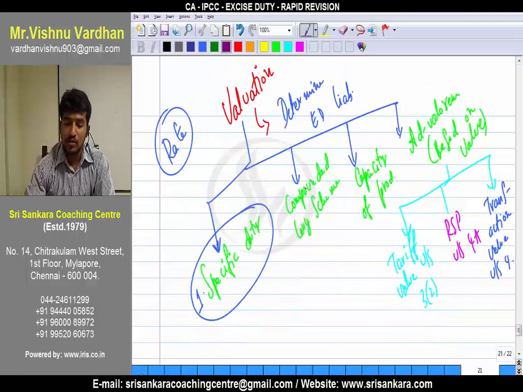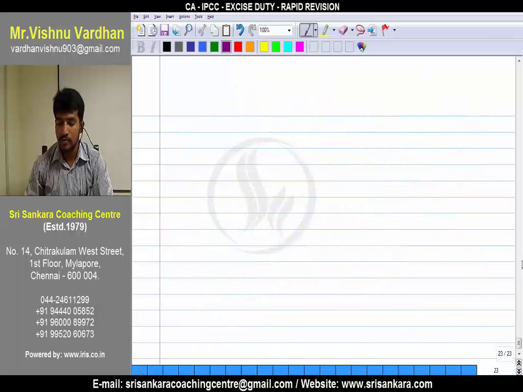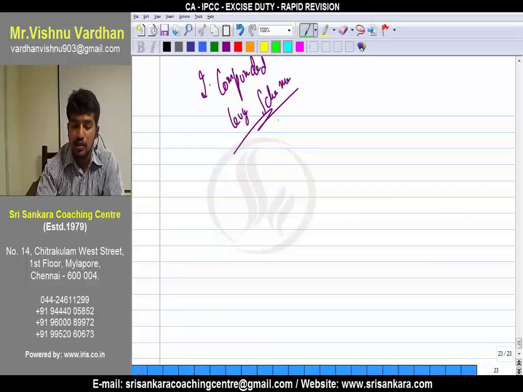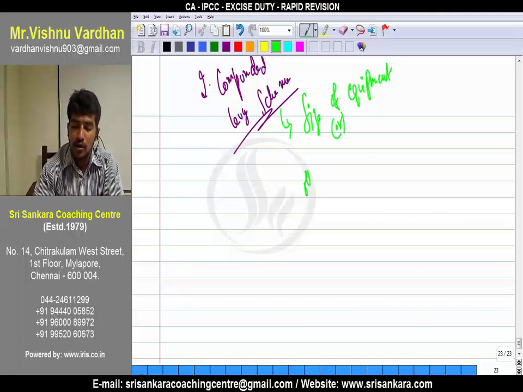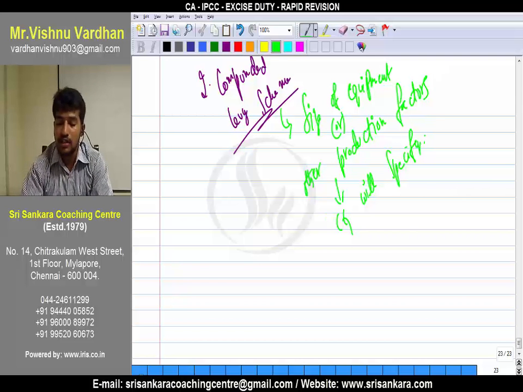So second method. Second method is compounded levy scheme. So in this method, based on what? Based on size of equipment or other production factors, central government will specify what are the other production factors. Okay, they will specify. Based on that factors, we will be levying excise duty.